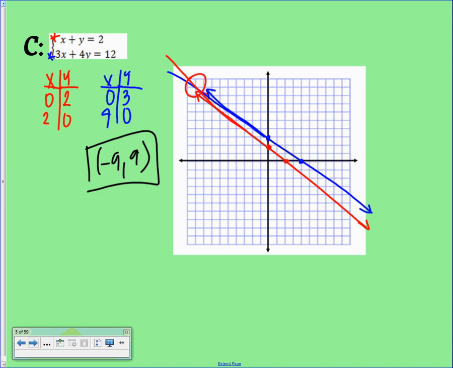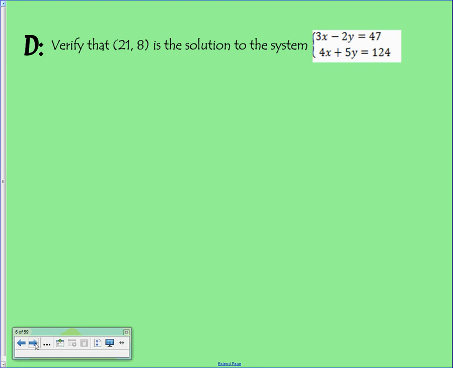The reason I knew that they weren't going to be parallel is because the slope of those two lines are not the same, and that would be the only time that those lines would actually be parallel. So we'll take a look at a different type of question that we might be asked.